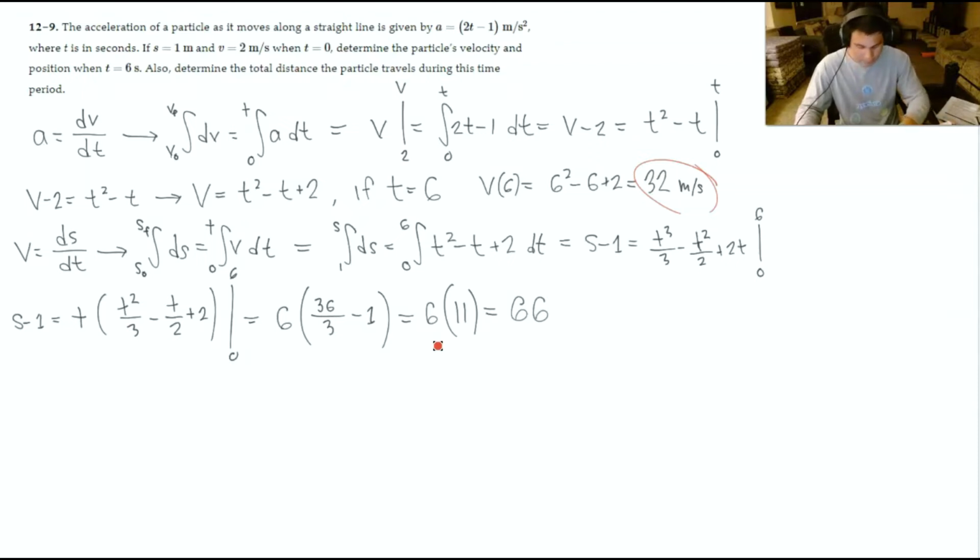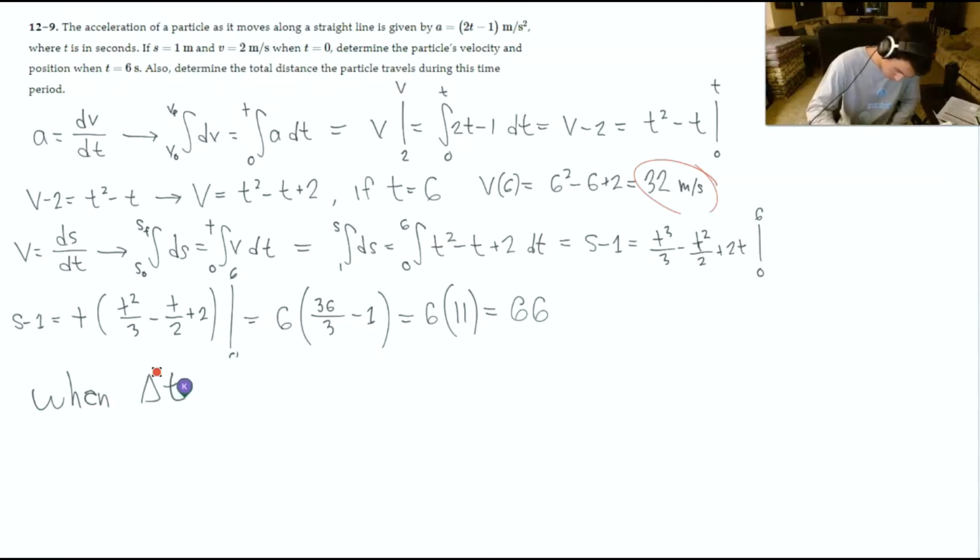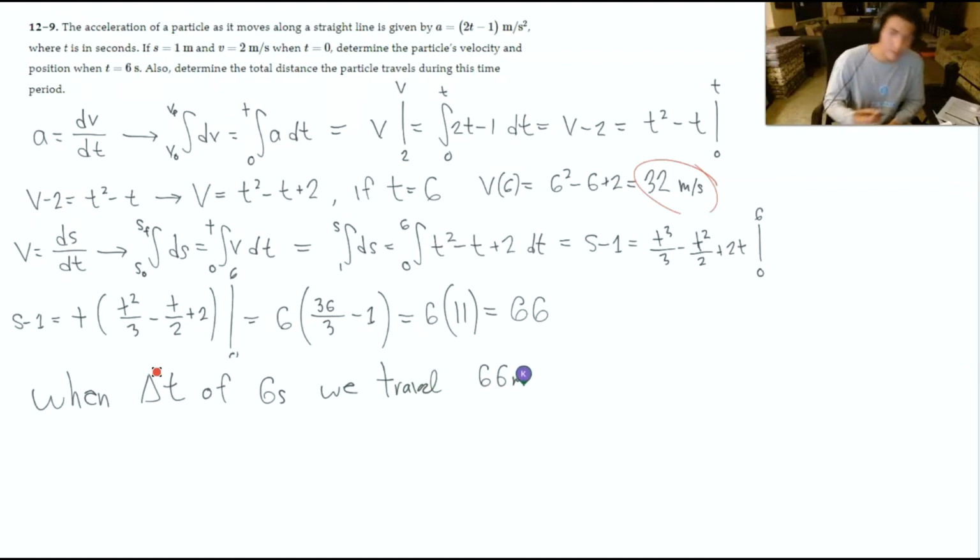Okay, now real quick. s minus 1 is 66. What is this actually? So this is a distance. Let's read the question here. Determine the particle's velocity and the position at t equals 6 seconds. Also determine the total distance. So right now, when there's a change in time of 6 seconds, we travel 66 meters.